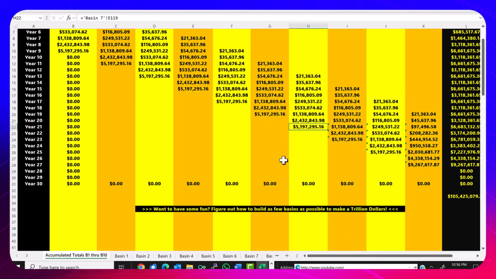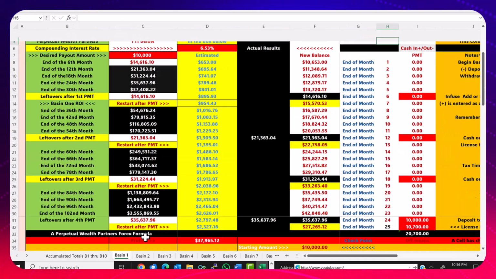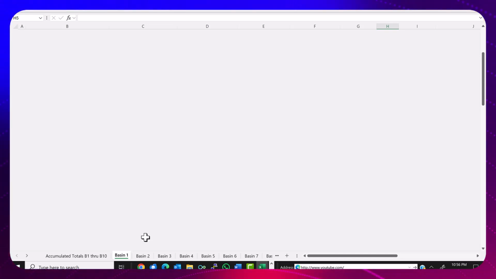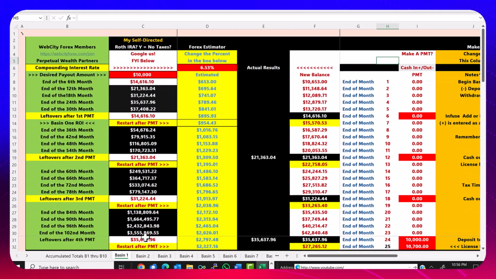All right, shouldn't be doing this. We'll do it later. Anyway, you'll want to download this and just fill it out. And so let's go look at basin 1. It starts in basin 1. There's nothing in this cell except for $10,000. So let's go 0 on it and just show you.